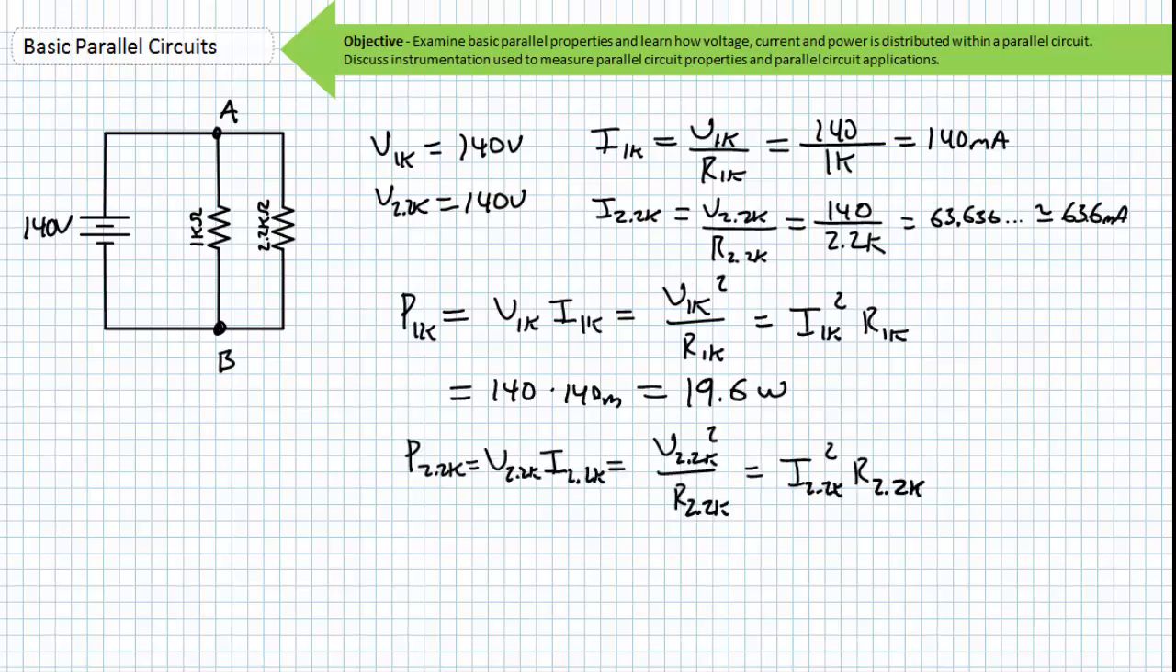Using similar techniques, the power dissipated by the 2.2 kilo ohm resistor is equal to the voltage across it times the current through it, or any permutation of the power equations. It yields approximately 8.9 watts. Notice we solve for all desired unknown quantities using previously understood properties like Ohm's law and the power equations. The only new property we utilized was the very simple and very easy to remember statement that voltage across elements hooked in parallel is the same.